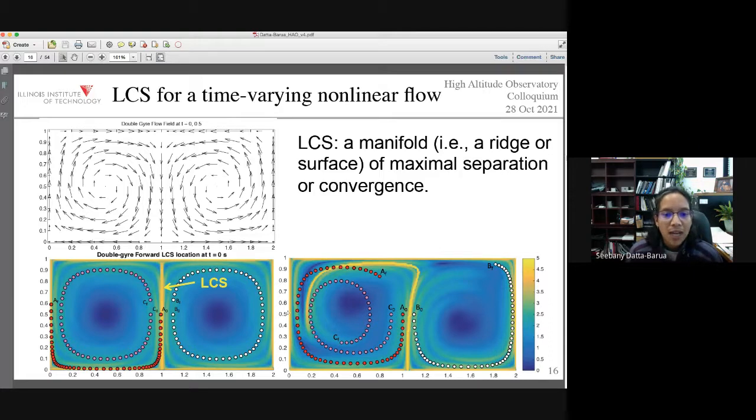And it describes where the flow is undergoing the maximum amount of separation. And if you run it, you can also do a calculation to find where there's maximal convergence as well. So in this example, A naught and C naught do stay over here to the left, and B naught is over on the right, because again, they're separated by that LCS running between A naught and B naught.